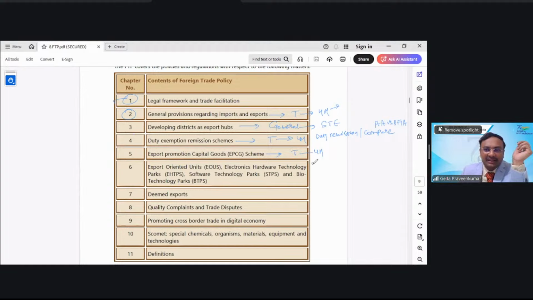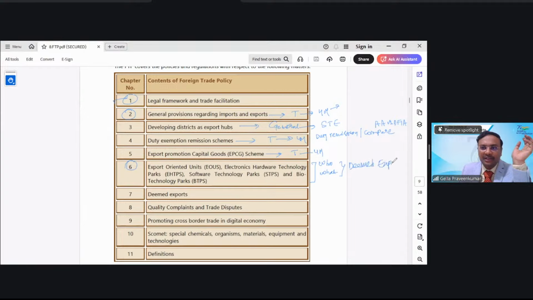EOU, HTP, now this is very, very dry in nature. This is, I would say, a procedural topic. In your institute material, they have touched upon who can operate and what benefits I have, which is called deemed exports.